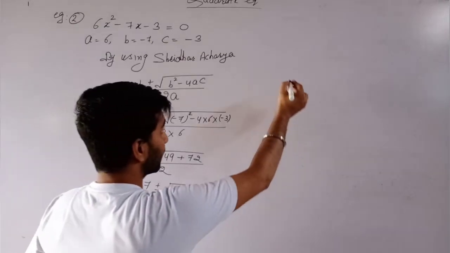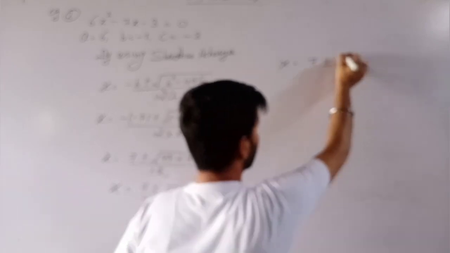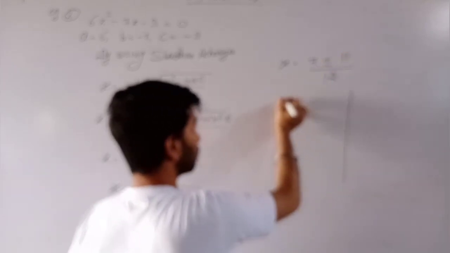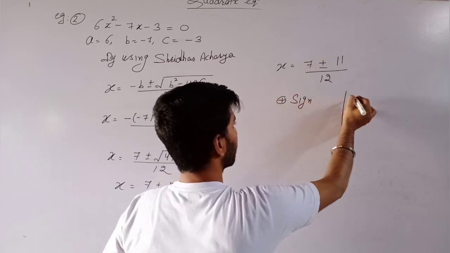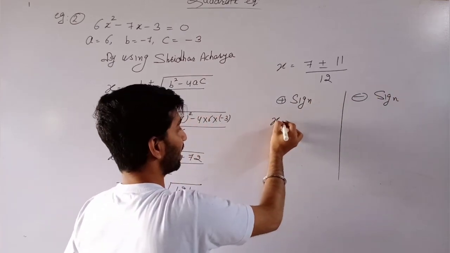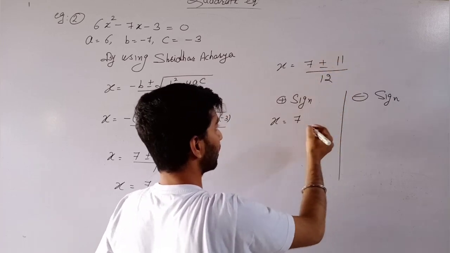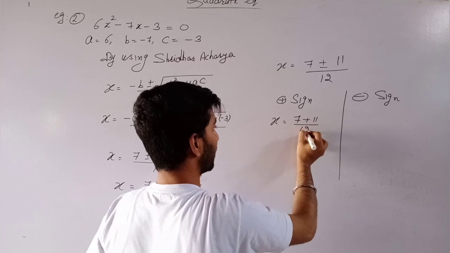Now we get h is equal to 7 plus minus. We know that the root of 121 is 11, divided by 12. Now we get two results: first by taking the positive sign and second by taking the negative sign. So we get x is equal to 7. Here we have two choices, plus 11 and minus 11. We are using plus, so plus 11 divided by 12.